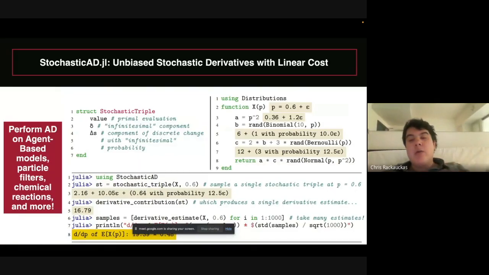And with this kind of work, what we've been showing is you can use this to get derivatives with respect to expected values of agent-based models, in particular things like stochastic game of life, and then use this as a basis for training neural networks that capture average behavior.